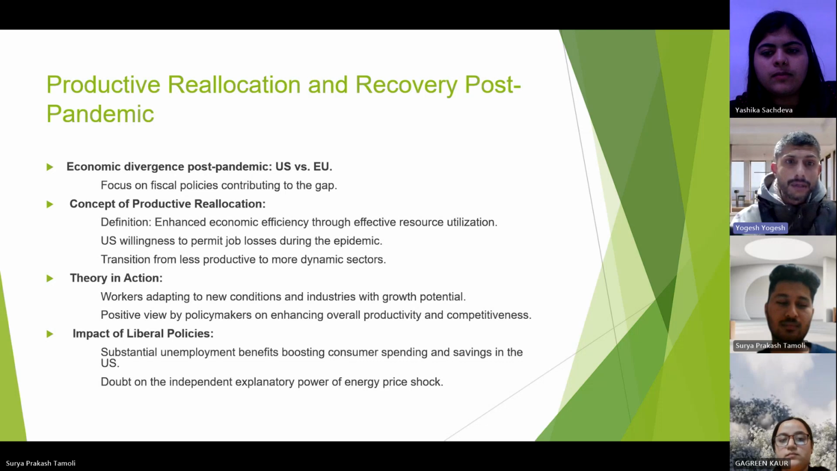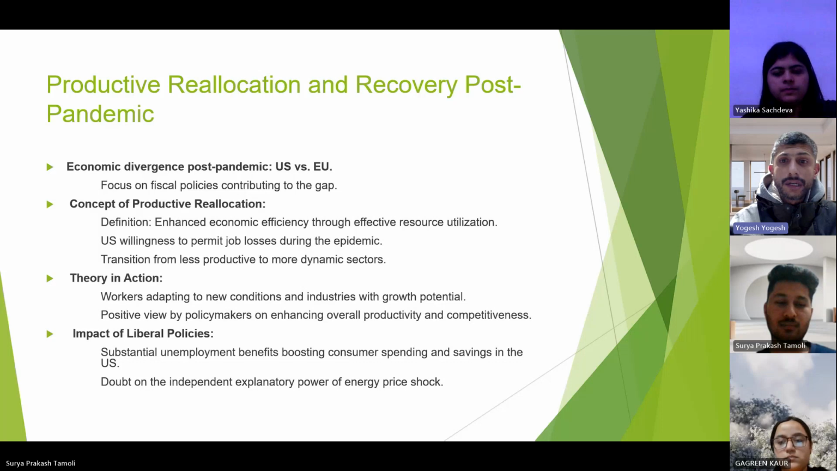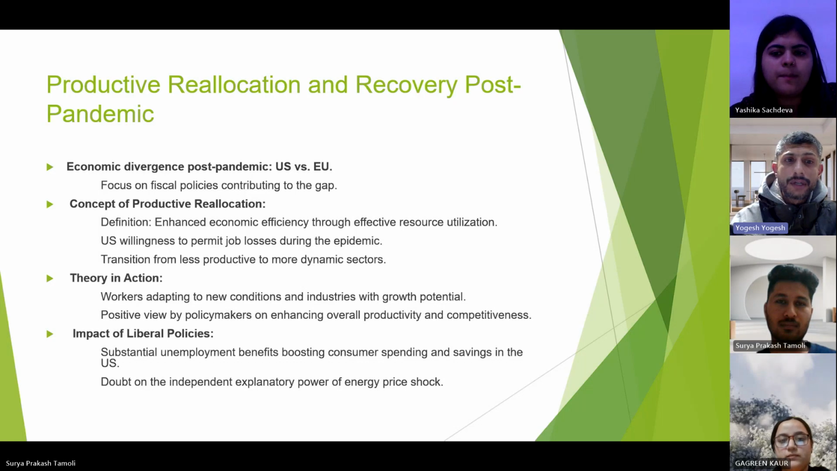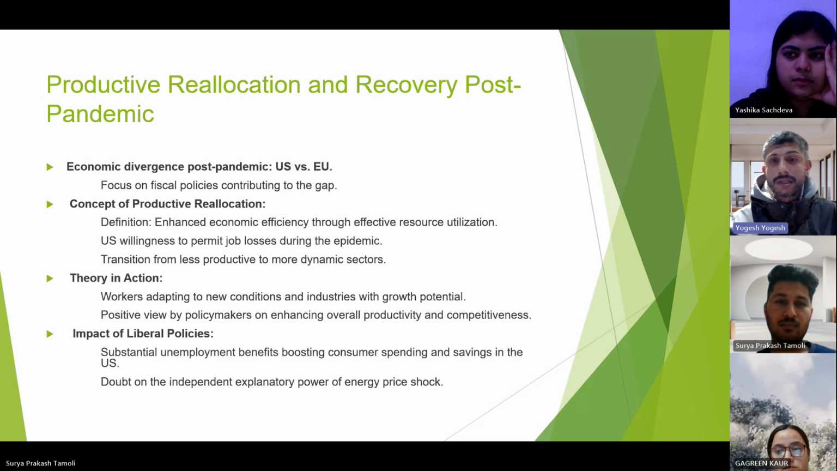In conclusion, according to the study of this article, while the concept of productive reallocation is intriguing, the article addresses it only hypothetically. It underscores the importance of understanding how economies adapt and reconstruct in response to unforeseen events, emphasizing that actual data is necessary to support the theory and make specific assumptions about its influence on the economy.